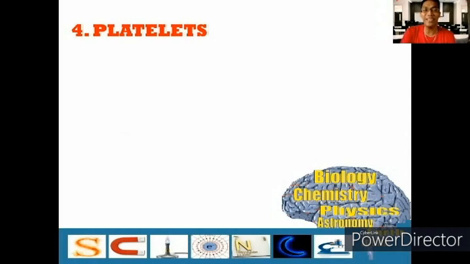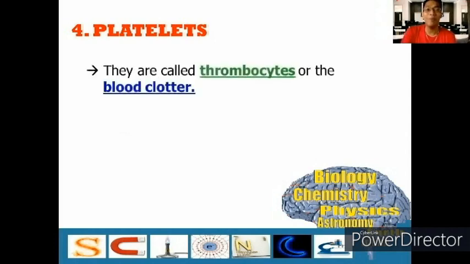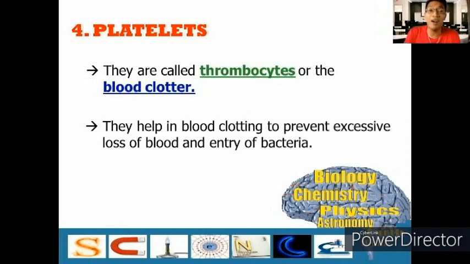The last component of our blood is the platelets. Platelets are also called thrombocytes. Platelets are really important because they are the ones responsible for our healing, especially when we are wounded.